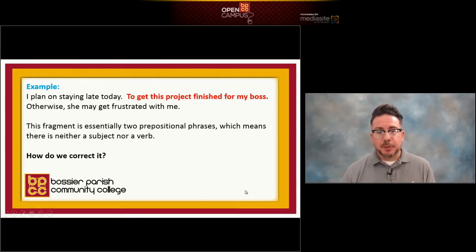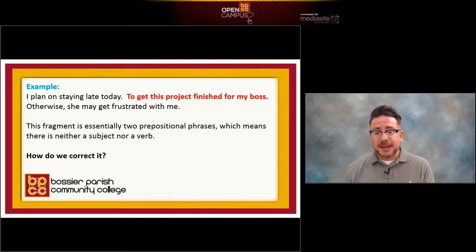Now let's look at an example of a to fragment. I plan on staying late today to get this project finished for my boss. Otherwise, she may get frustrated with me. Where is the fragment here? Well, the clue here is the word to. When a sentence begins with the word to, there's a good chance you can have a fragment.